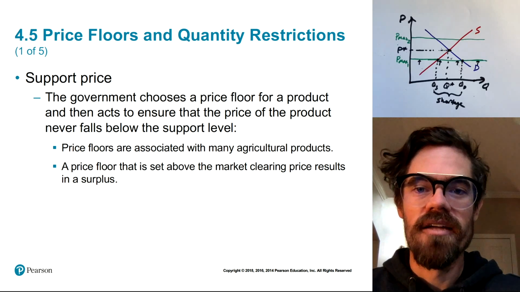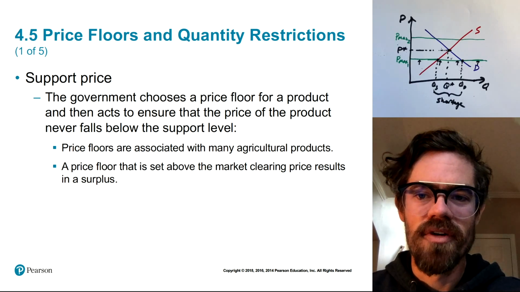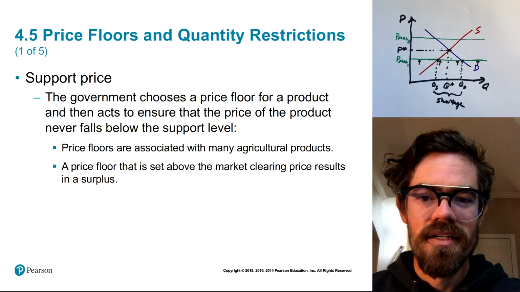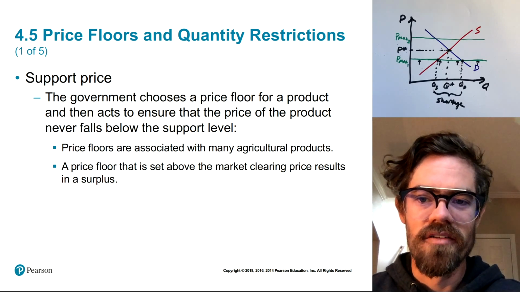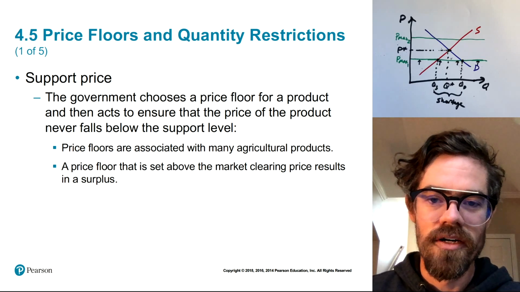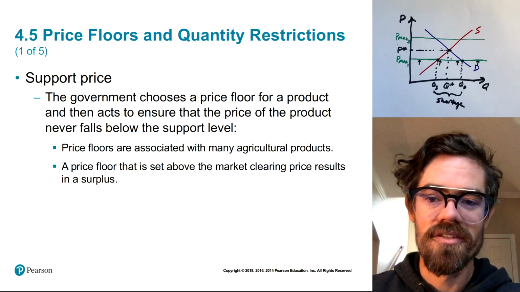Sometimes they are called a support price. This is when the government chooses a price floor for a product and then acts to ensure that the price of the product never falls below the support level. One place that these are commonly associated with is agricultural products. This is the case with soybeans and corn. Those products have support prices in place for them.